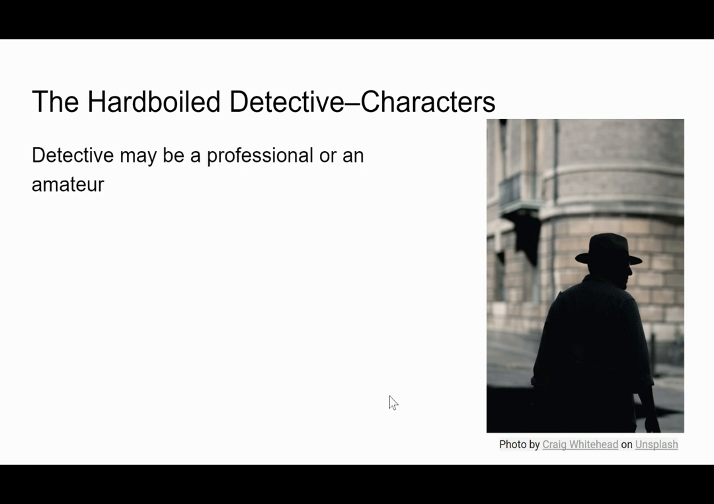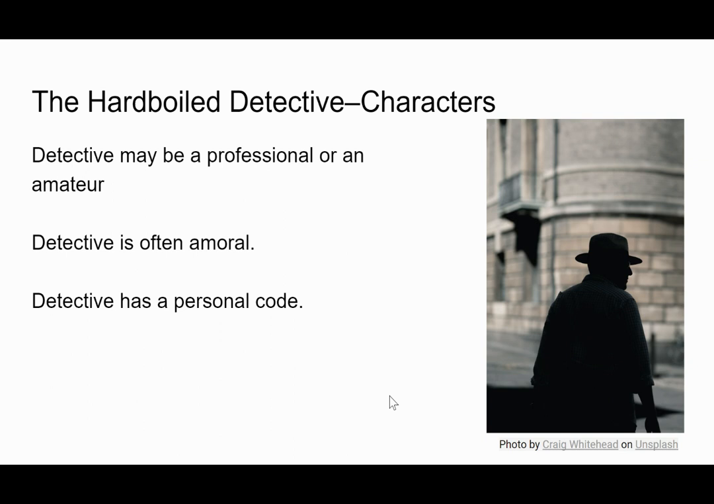This detective can be a professional. He can get paid. The traditional detective is often an amateur who just happens to be good at sleuthing. This detective can get paid for his work. As I said earlier, the detective is often amoral. Not immoral, but amoral. And his view of morality, such as it is, is going to be determined by his code. He's going to say that he should act in a certain way because of his personal code, not the law, not the code that most quote unquote moral people would have, but his code.